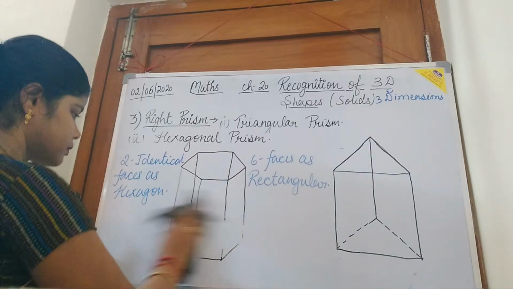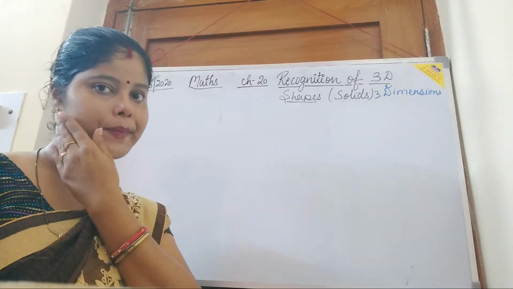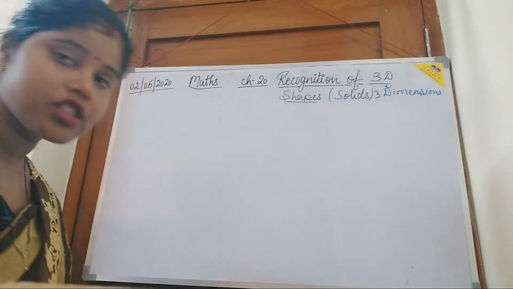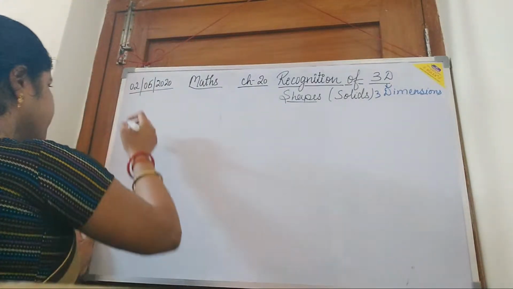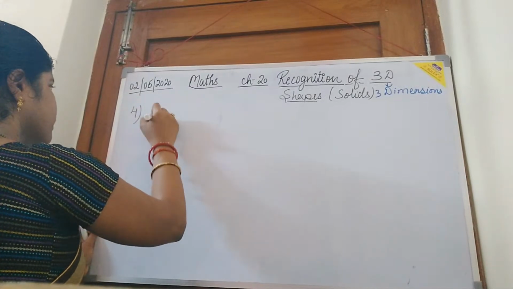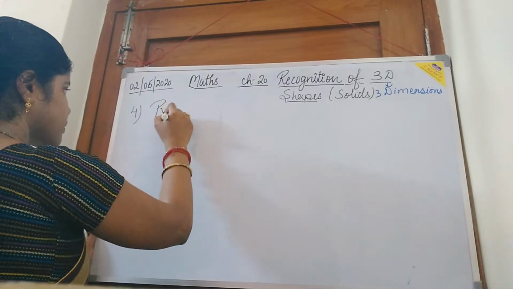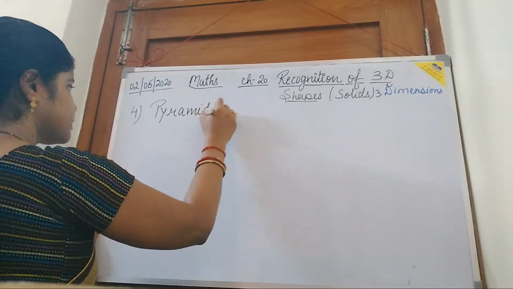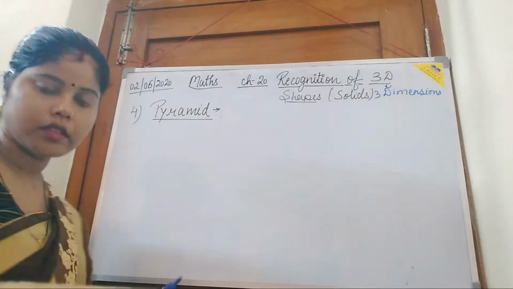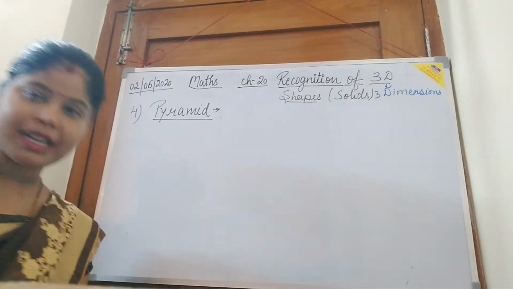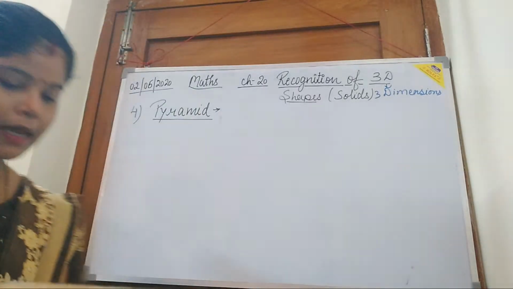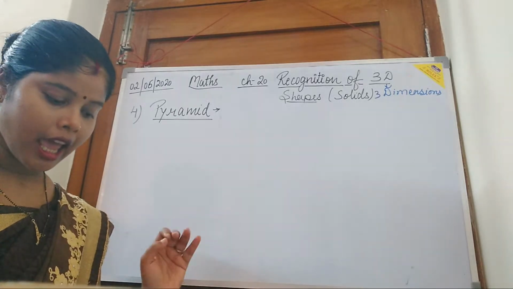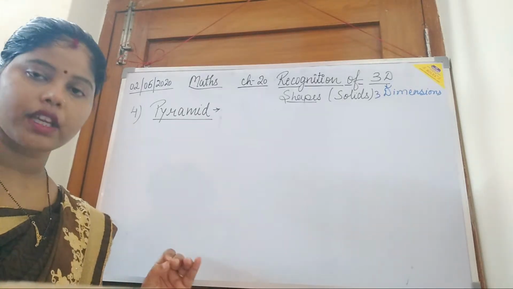Now the next solid shape is the pyramid. So what do you mean by a pyramid? A pyramid is a solid whose base is a plane rectilinear figure and whose side faces are triangles having a common vertex called the vertex of the pyramid.